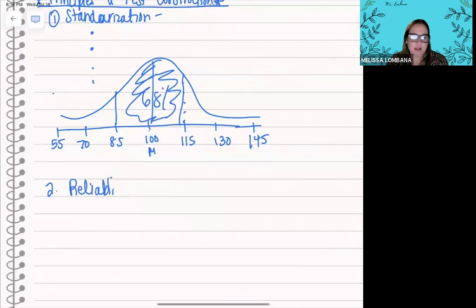They're always going to test reliability, and this is that the results, write this down, the results are consistent.